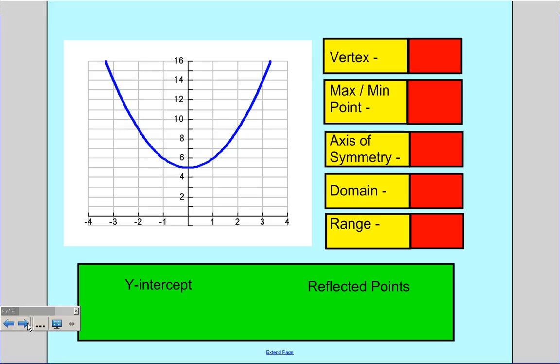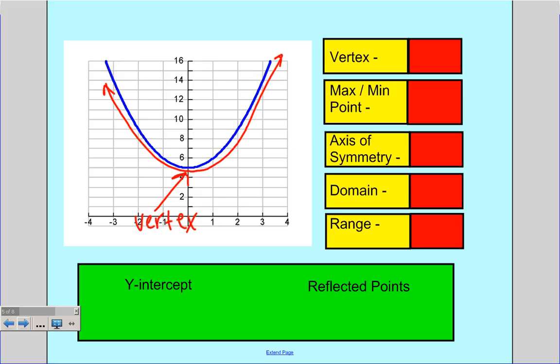But let's start with our vertex. Our vertex is going to be this point right there. The vertex is where the parabola changes from one direction to the other. So you can see here, we're going down, down, down, hit this point, and now it's up, up, up. The vertex is that point where the direction of your parabola changes.